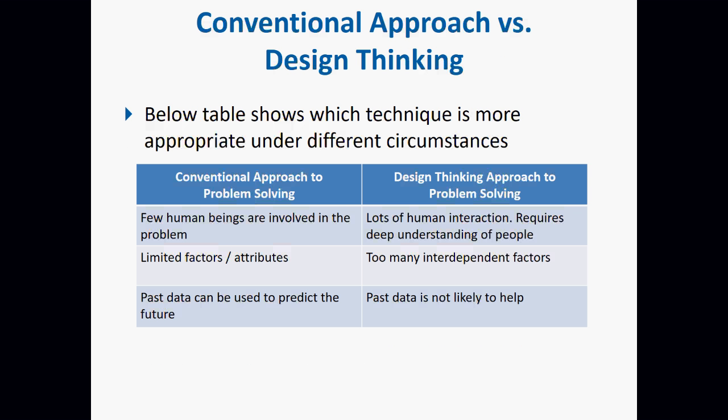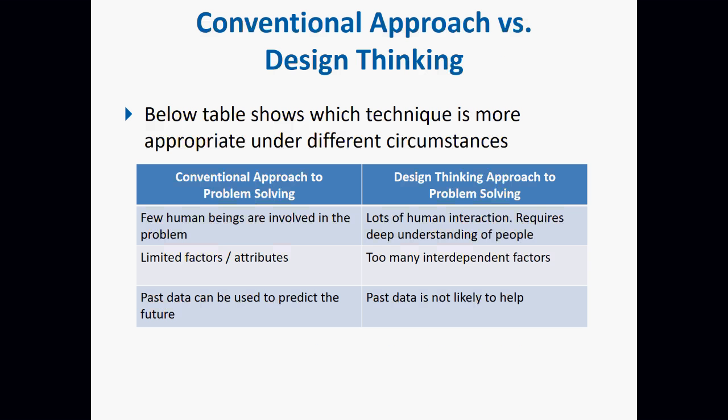Design thinking cannot always be used in all situations. A conventional approach to problem solving is probably more suited if there are very few or no human beings involved in the problem. For example, a manufacturing assembly line, machinery, where to locate, process orientation, technology orientation. There is not much focus for design thinking.